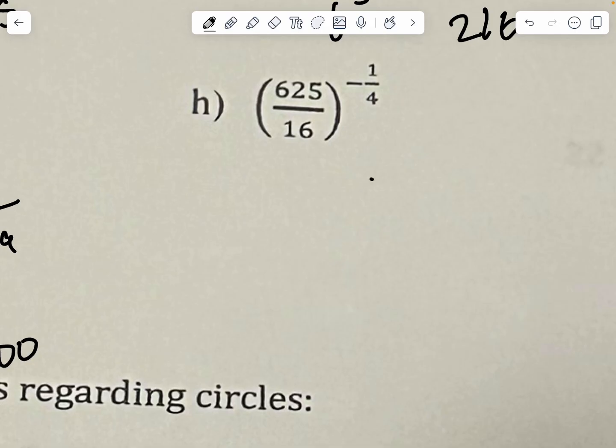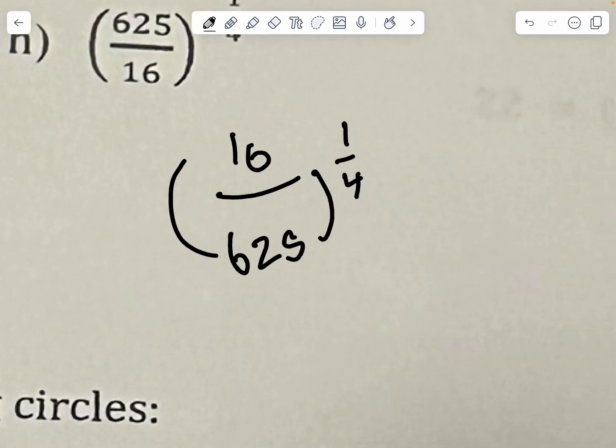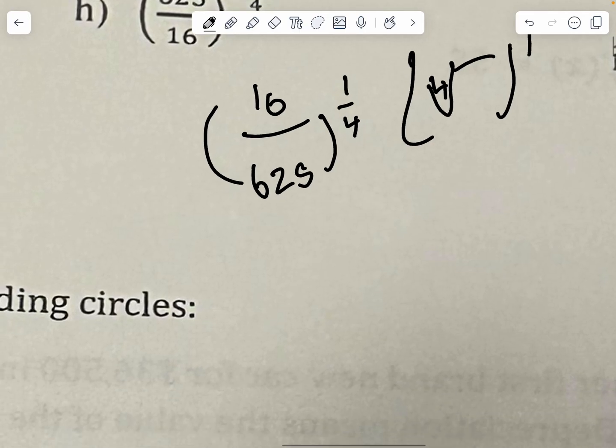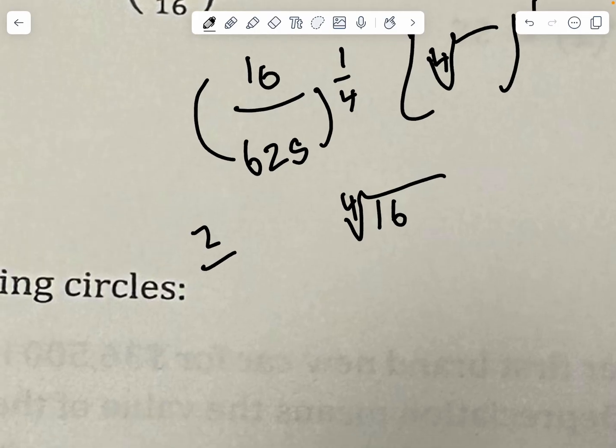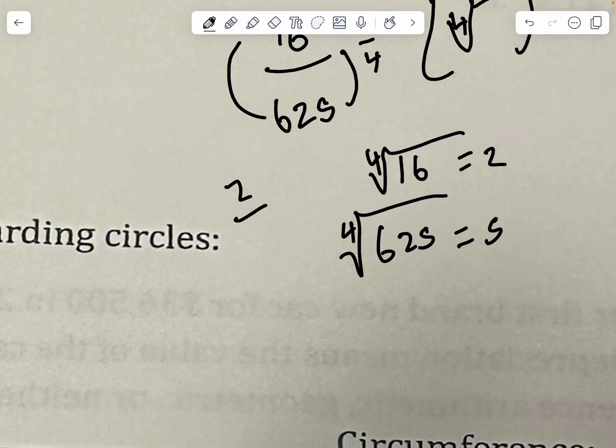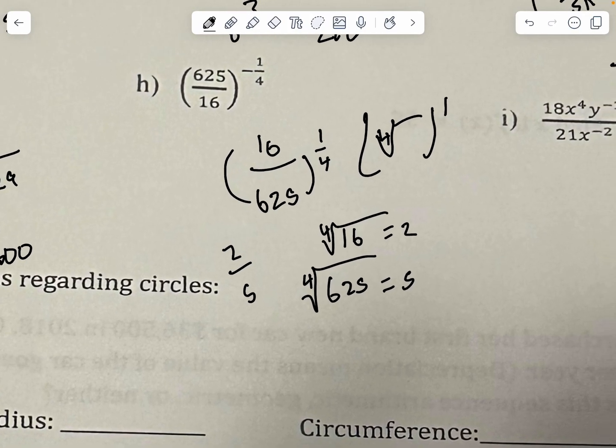Next one, flip it really quick. 16 over 625 to the 1/4 is the same as 4 all to the 1 power. So we're going to do the fourth root of 16, which is 2. So we'll put 2. The fourth root of 625 is 5. This is going to be 2 over 5 for that answer.